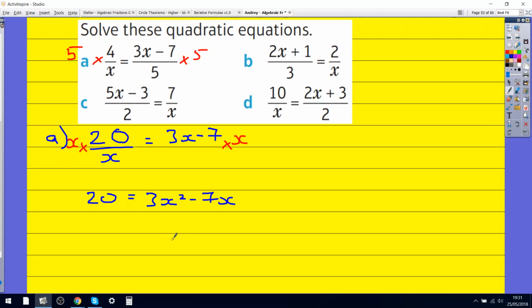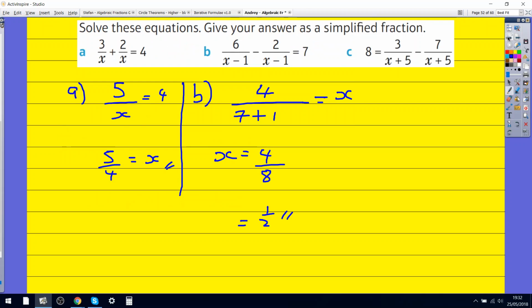Would you take the square root and put it onto the square and put it to the other side, so it's square root 20 equals 3x minus 7x? How do you solve a quadratic equation? I'm not sure. Let me just get back for a sec.